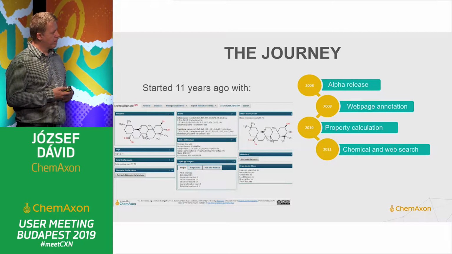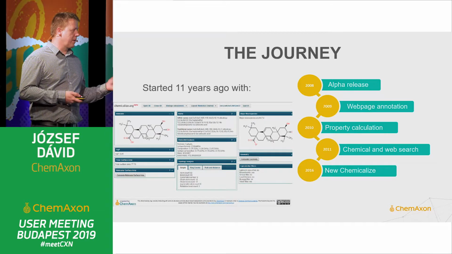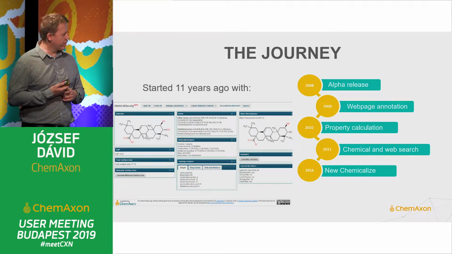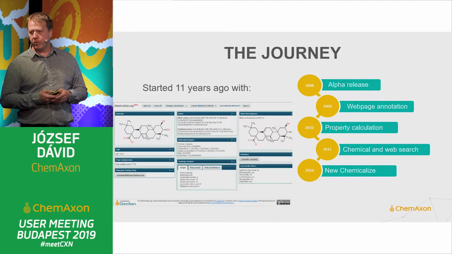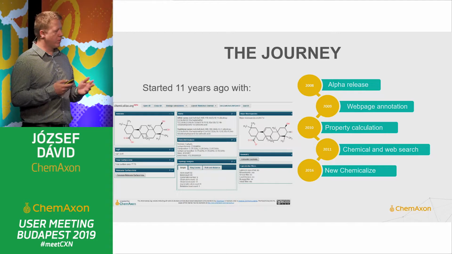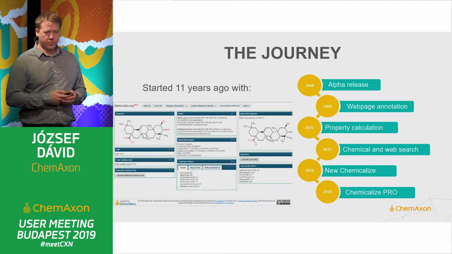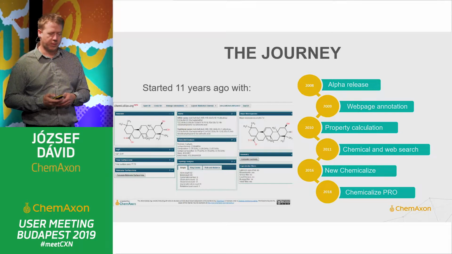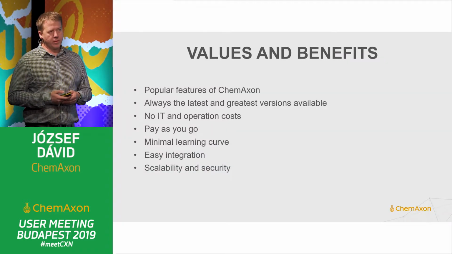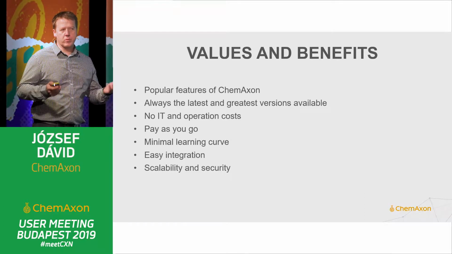And then there was a little bit of time when we didn't add new features, but 5 years later, in 2016, we thought we should repurpose the whole application a little bit. So that's why we relaunched a totally new Chemicalize, and 2 years later also the professional version, which is for a different user segment. Of course, we think we provide you value, and we provide you benefits. That's why you start using it, or not just you, but all the users.